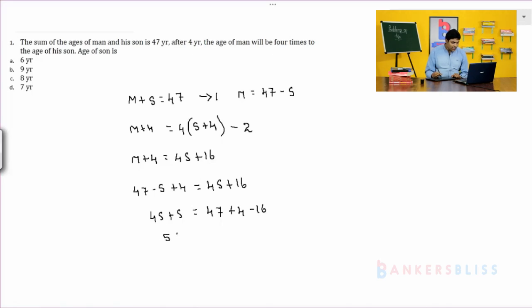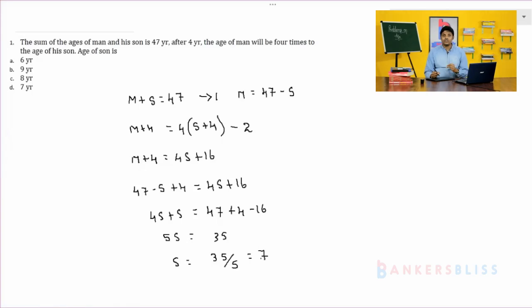So 5S is equal to, plus 4 minus 16, it is nothing but minus 12. So 47 minus 12 is 35. So 5S is equal to 35, S is equal to 35 by 5, we get 7. So the age of the son is 7. This is the general technique, which takes too much time. It is advisable that you don't use this methodology to solve problems during your exam.